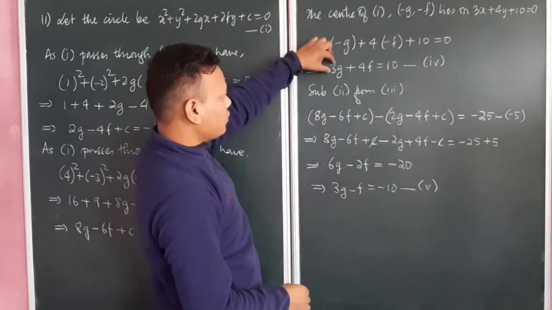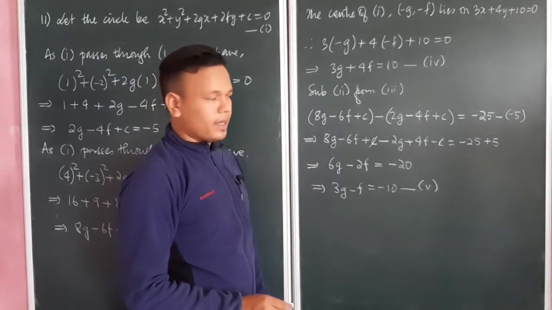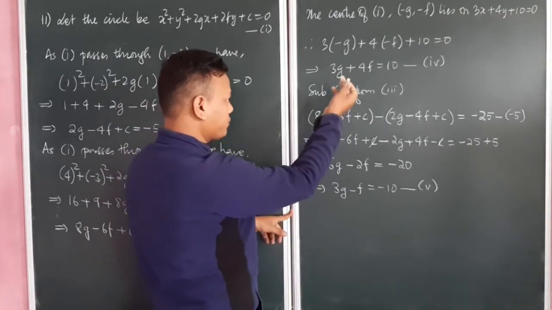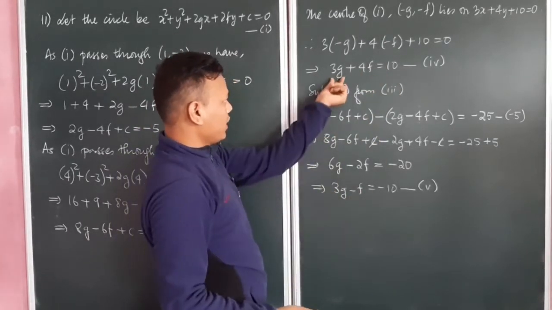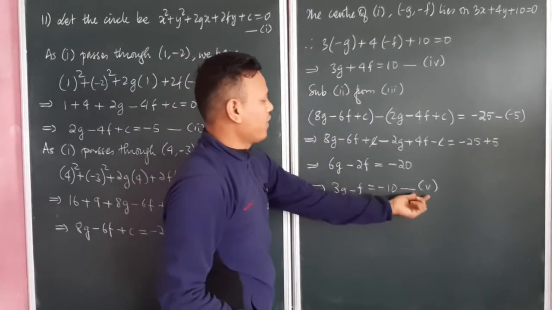Now we have equations 4 and 5. Let's solve and find the values of g and f. You can directly see that we have the coefficients equal, so what you are going to do is subtract 5 from 4.